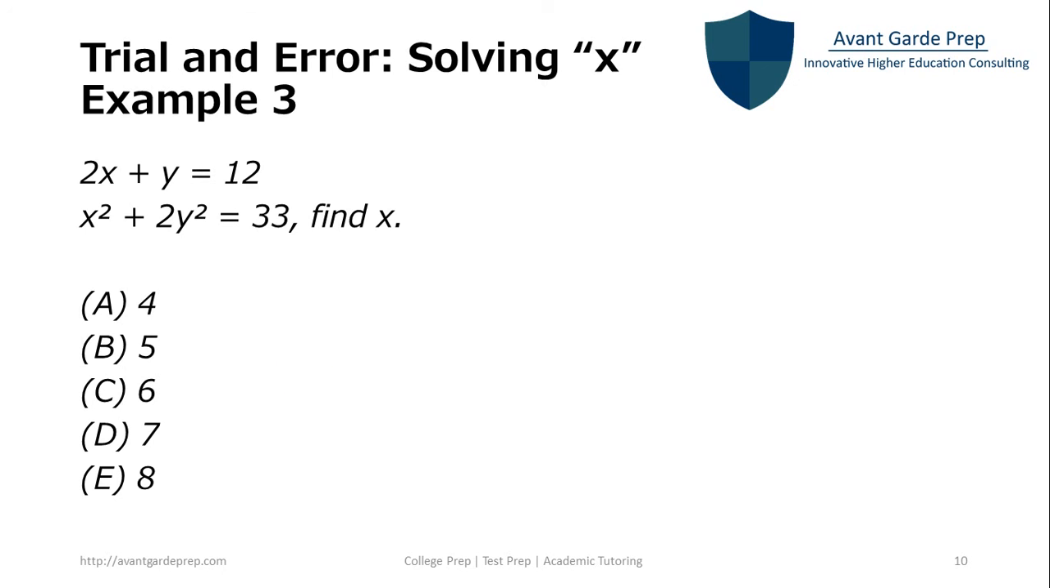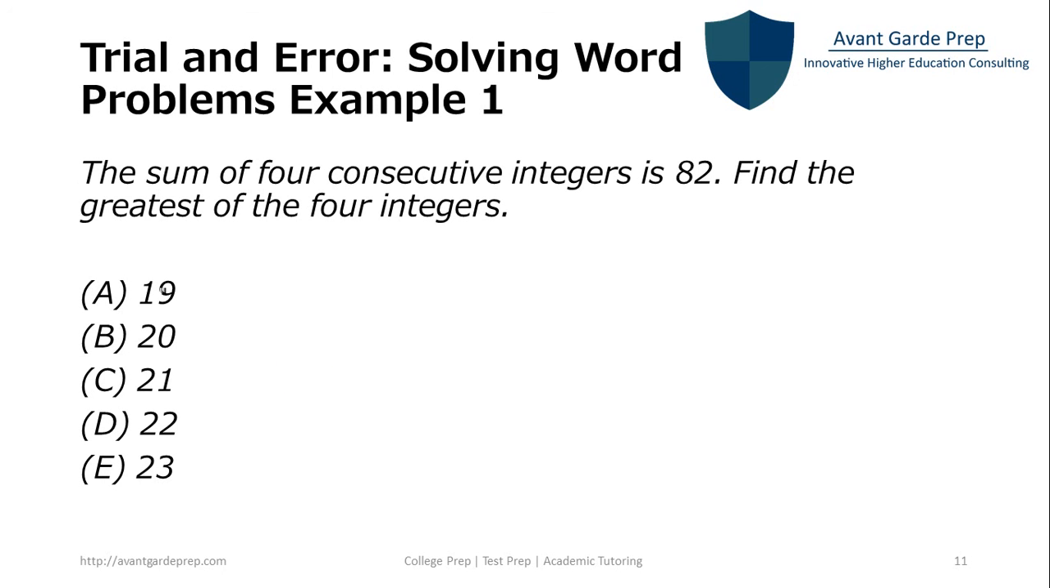Now we'll move on to some word problem examples. Our first word problem example reads, the sum of 4 consecutive integers is 82. Find the greatest of the 4 integers. Now this may seem like a really hard problem, but the answers are looking at us right in the face. And so again, we'll start with answer choice C.